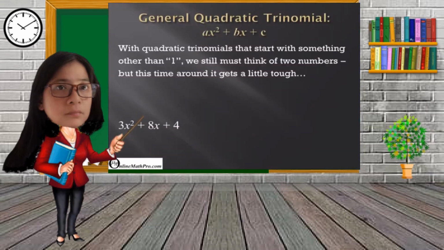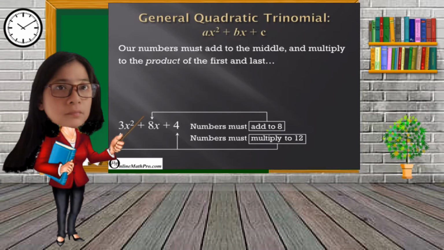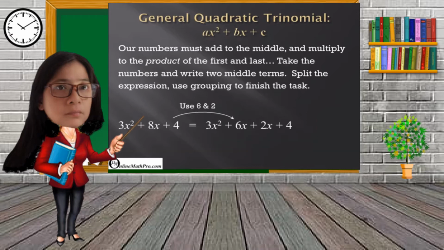With quadratic trinomials that start with something other than 1, we still must think of 2 numbers, but this time around it gets a little tough. Our numbers must add to the middle and multiply to the product of the first and last. Take the numbers and write 2 middle terms, split the expression, use grouping to finish the task.